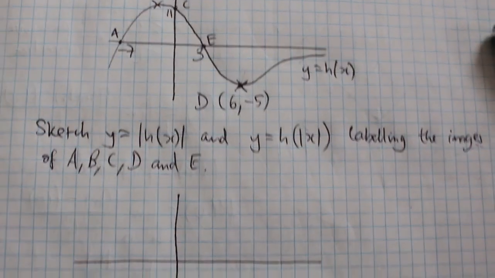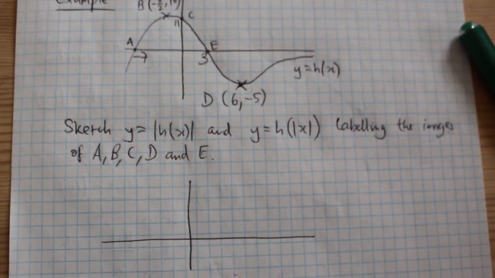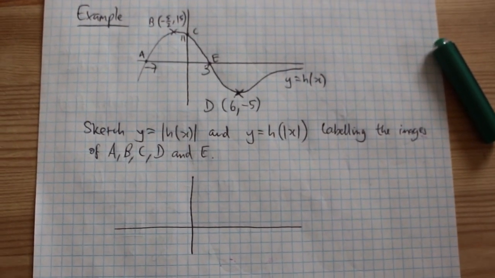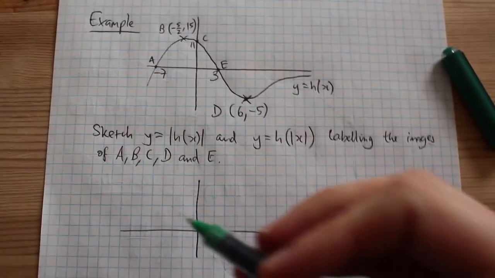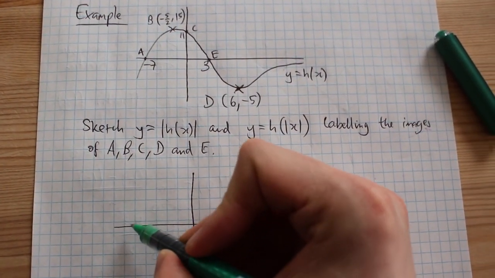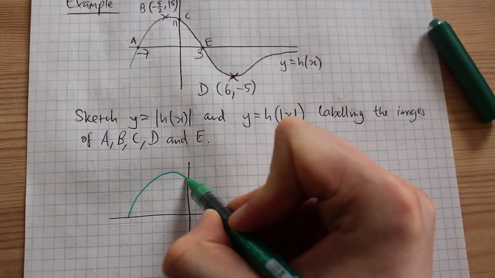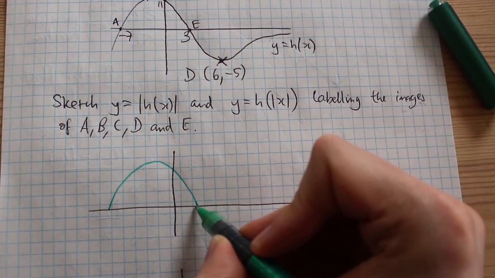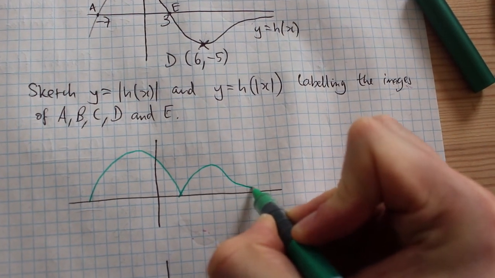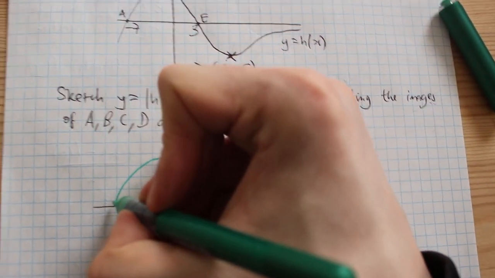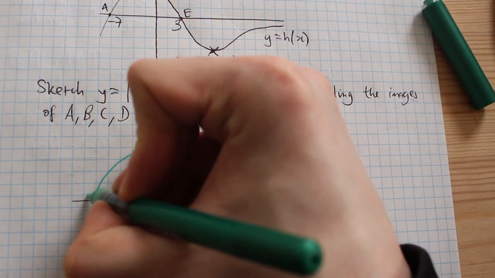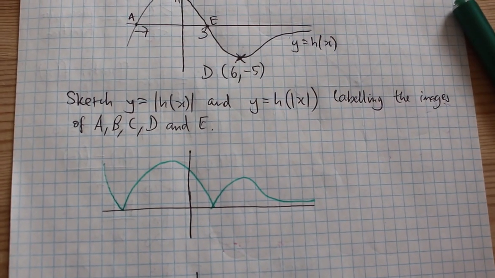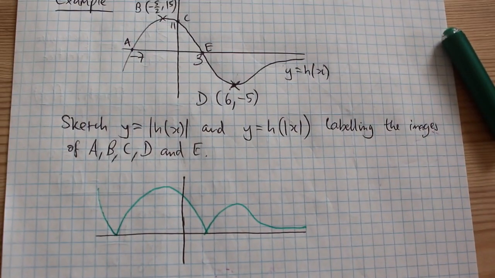So to first draw y equals the modulus of h of x, we're just going to reflect any parts of the graph that are below the x-axis in the x-axis. So when it's positive, it will be the same, but then parts of the graph below the x-axis are going to be reflected. So we get something like this. And then we just need to label the images of those 5 points.